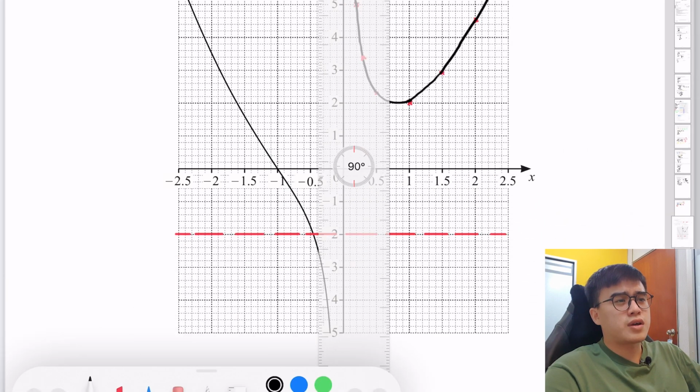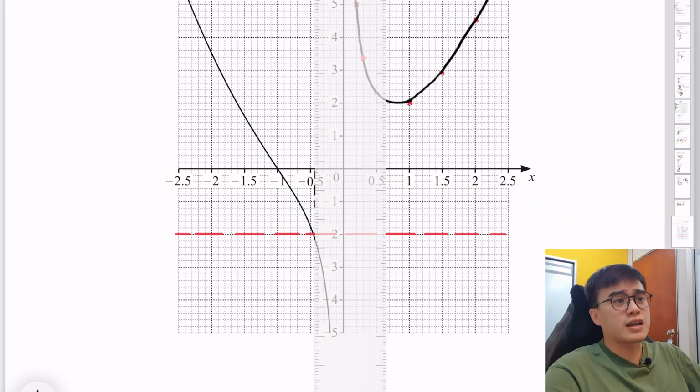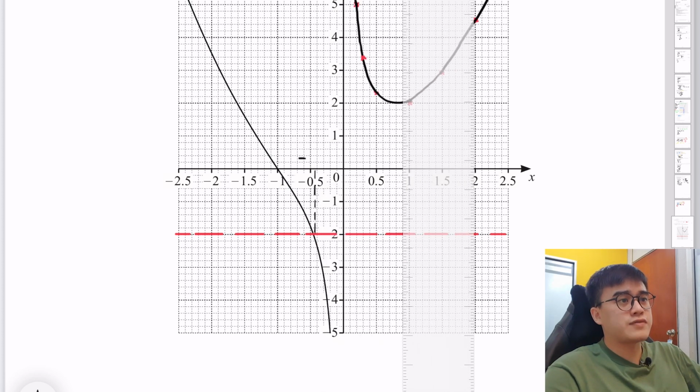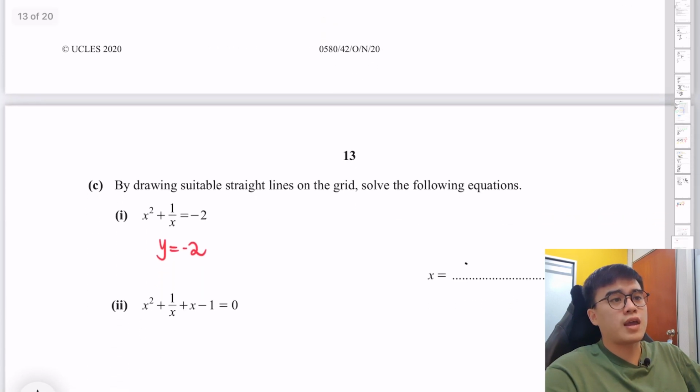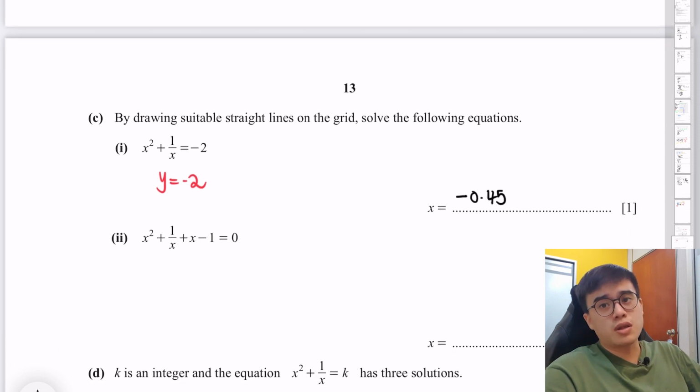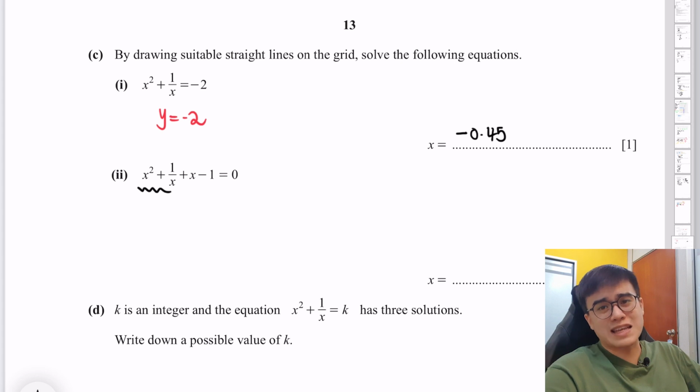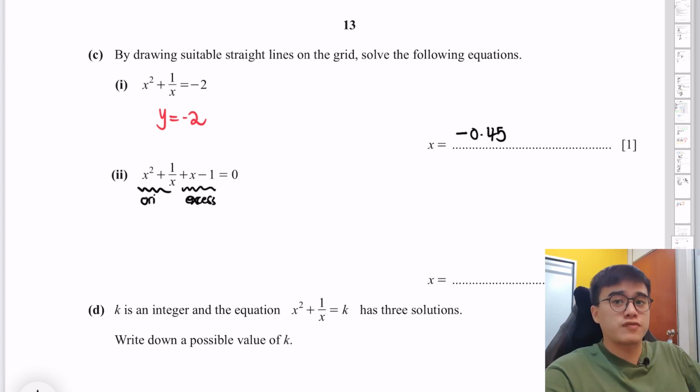Over here, it is somewhere before the negative 0.5, so I will label it as negative 0.45. On the other hand, you will notice that we have x squared plus 1 over x, that's our original equation, and there's an excess value of plus x minus 1 over there. So you're required to get rid of it by shifting it to the back. So I will get my equation as y equals 1 minus x.